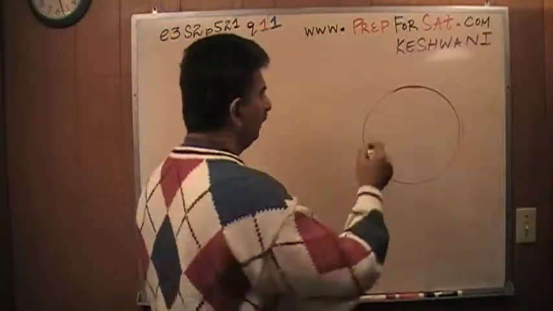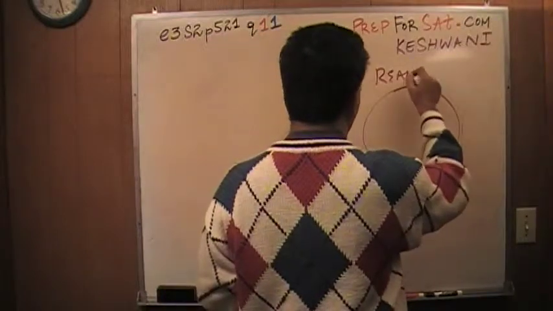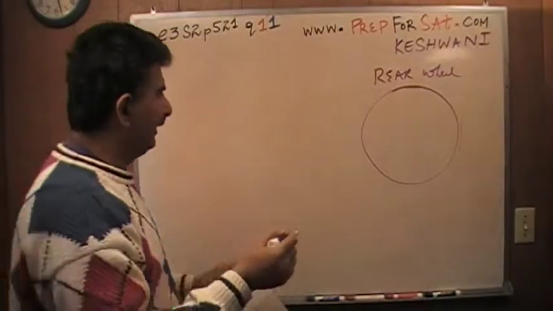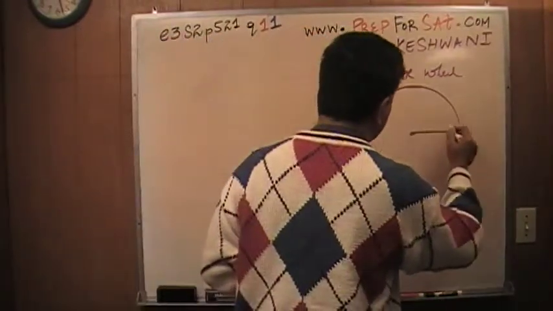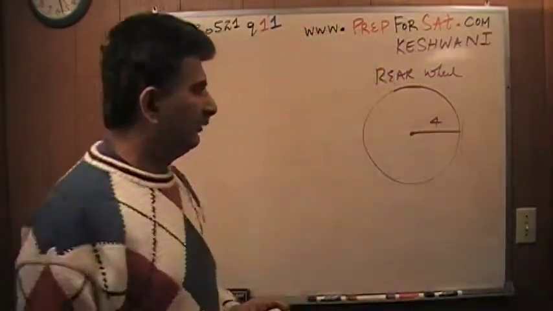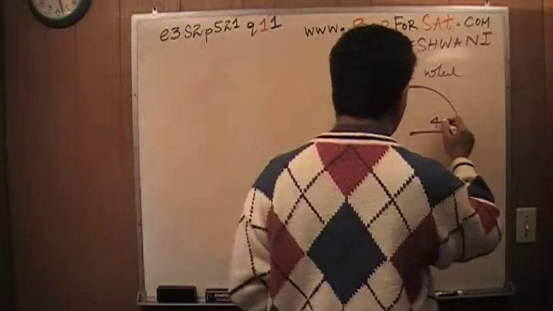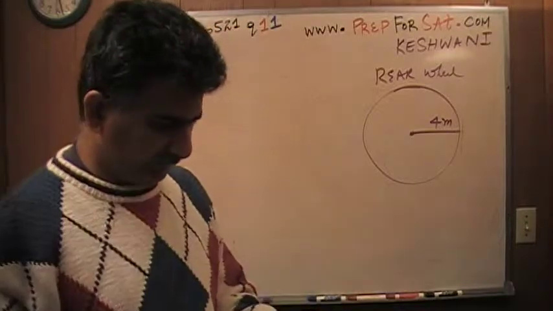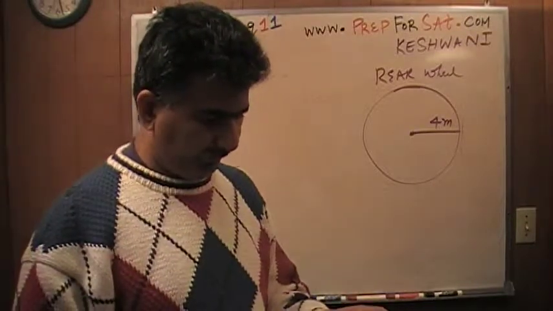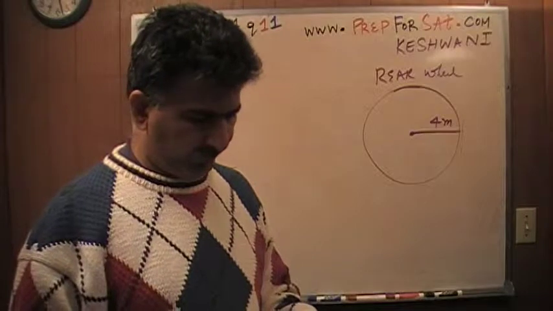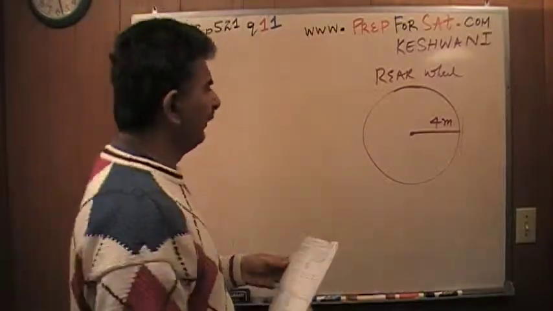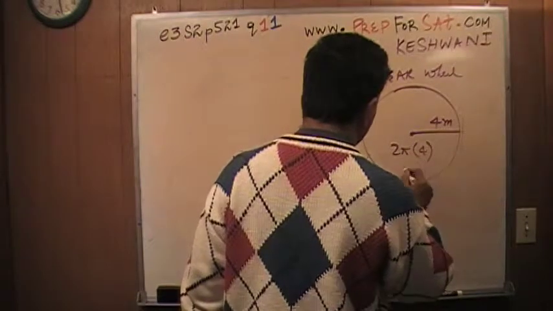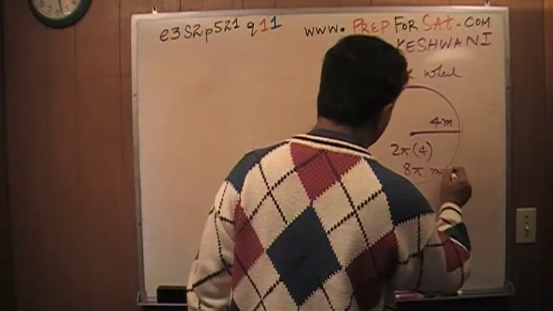let's draw a back wheel. And let's pretend that the radius is 4 meters. 4 meters, 4 yards, 4 feet, doesn't matter. I'm just making up a number, do you understand? So what would be the circumference of this guy? Circumference of this guy would be 2 pi r, looks like 8 pi meters.